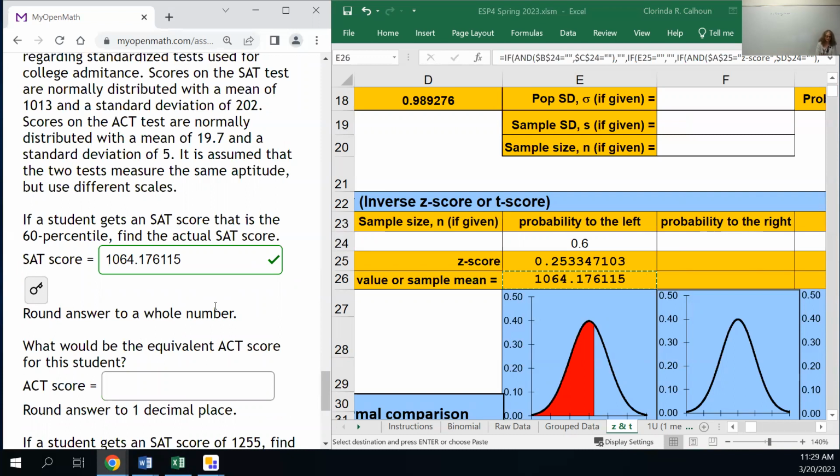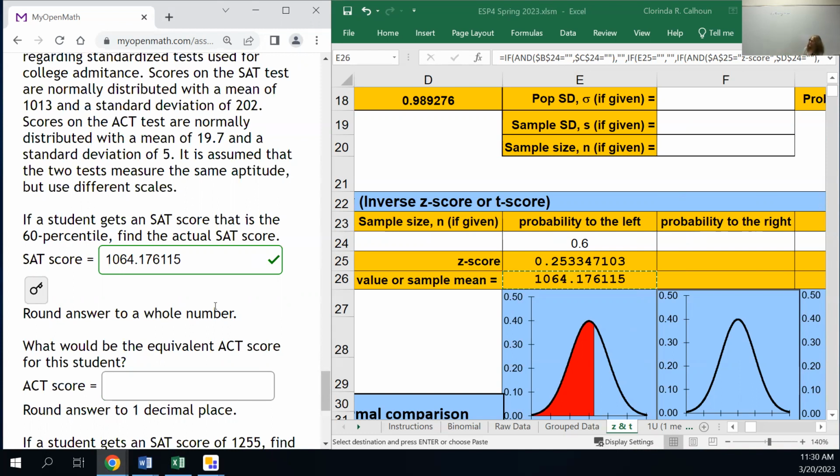Anyone have any trouble with that first one? It says you can round that to a whole number. Usually you don't have to, but be careful on ACT scores. Usually ACT scores on this program really do require us to round it to 1 decimal. I don't know why, but sometimes it does, sometimes it does not. So if you get it wrong the first time, check to see if you need to round it to 1 decimal.